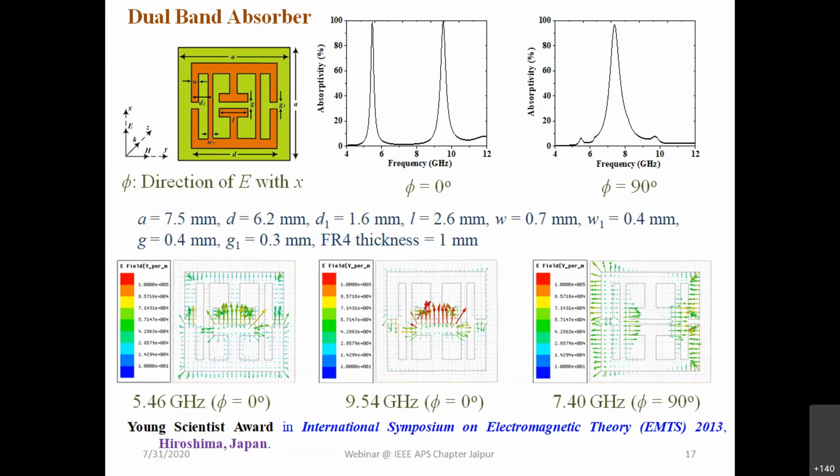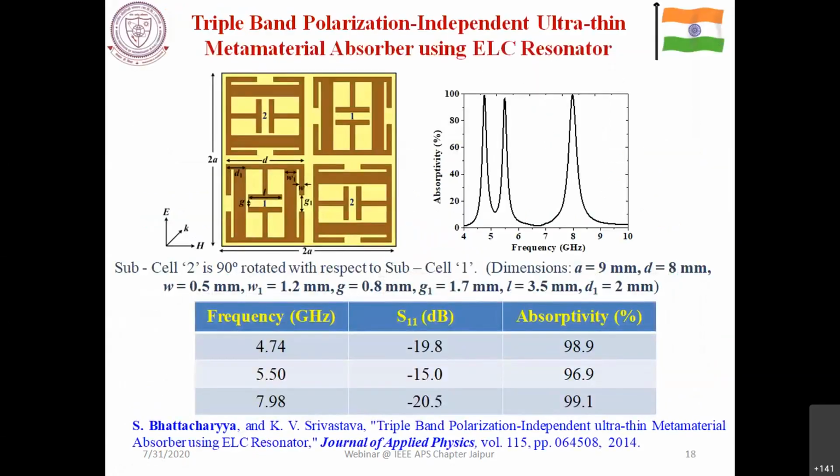Okay? And what you can do, you can use this particular concept to make two identical unit cells. Here also you are constructing a supercell, consisting of two different subcells. Again 1 and 2 are identical. And in addition to that, subcell number 2 is nothing but the 90-degree rotated version of subcell number 1, right? And you can realize a triple band absorption in this particular case, right? So you can see from here the triple band absorption has been realized by using this particular structure.